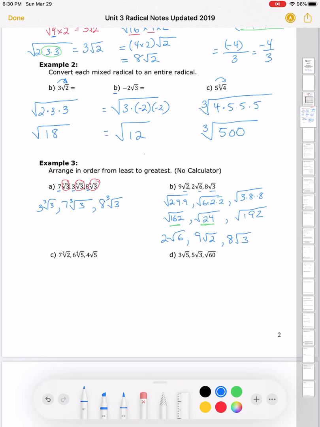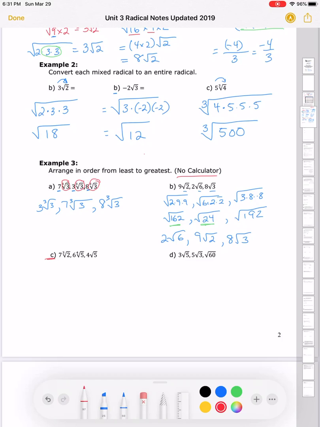Now, I know it says up here, no calculator, but when we look at C, we hit a challenge. Because they are all different indexes, we can't really compare them. So when you have different indexes, you're going to have to use your calculator. It's just a fact of life, basically. I mean, you can do some estimation, but even doing estimation, you're going to need your calculator to do it. So for this one, you're going to want to put it in your calculator.